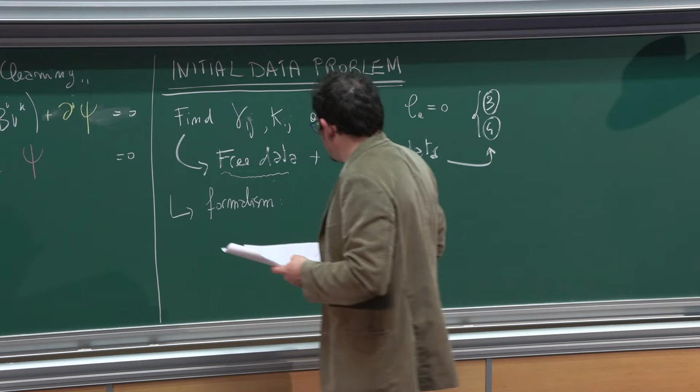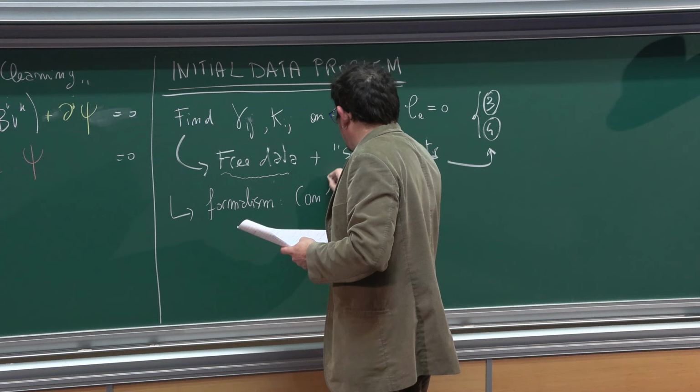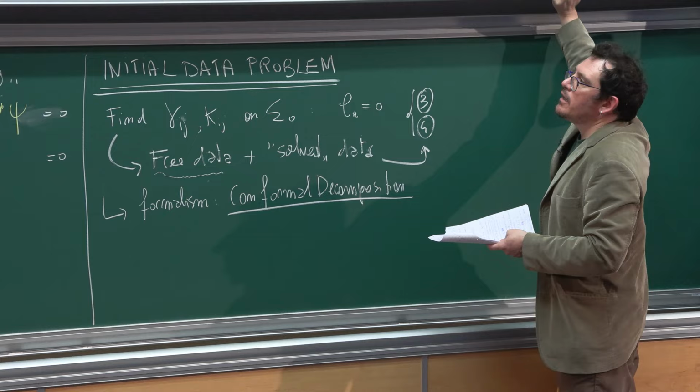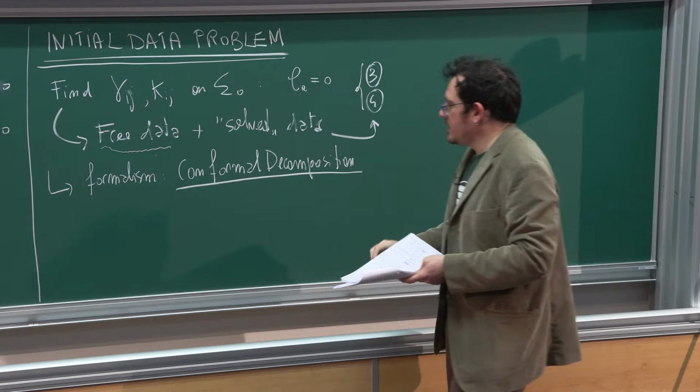So you don't use them this way, you have to manipulate the equations. In particular, to use conformal decomposition. This has been found a very powerful way to solve the initial data, and later also for the free evolution problem, but let's start from this. So conformal decomposition, what does this mean?